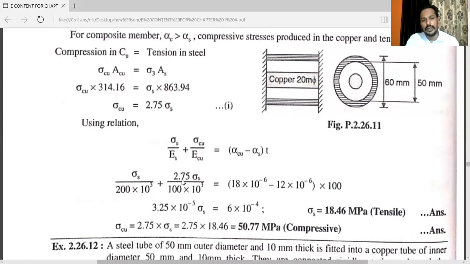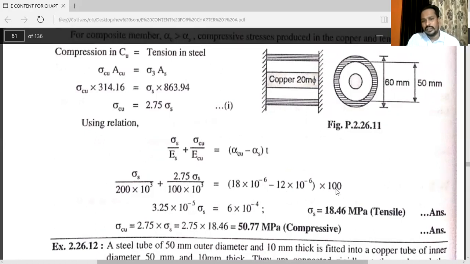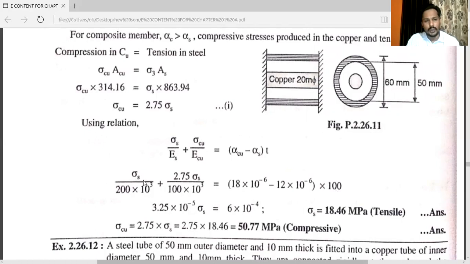From equation number 1, you have to put 2.75 into sigma S, that is stress of steel, upon Young's modulus, which is given, that is 100 into 10 raised to 3. Here we have the value of copper and steel, that is 18 into 10 raised to minus 6 minus 12 into 10 raised to minus 6, into T, that is the temperature, 100. There is only one unknown, that is sigma steel. You can calculate the value of sigma steel, that is 18.46 MPa. The value is positive, so it is tensile in nature.